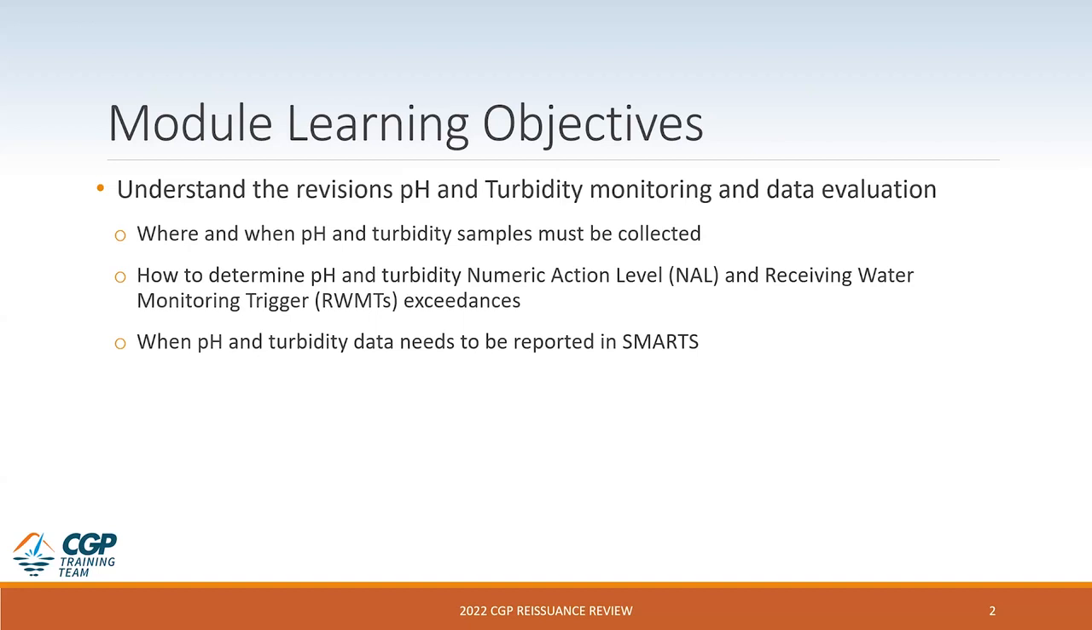In particular, I will address how and when pH and turbidity samples must be collected, how to determine exceedances of pH and turbidity numeric action levels, which are also referred to as NALs, how to determine exceedances of the pH and turbidity receiving water monitoring triggers, and when pH and turbidity data needs to be reported or uploaded into the SMARTS system. As I go through the slides, you'll see small orange text boxes near the top right of the slide to alert you to changed requirements, and small orange text boxes in the lower right to point you to the reference sections of the 2022 Construction General Permit.